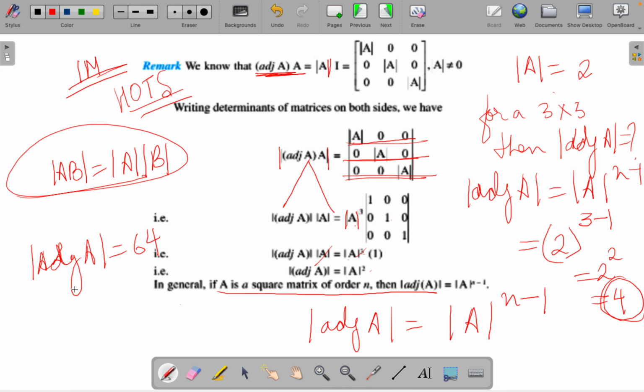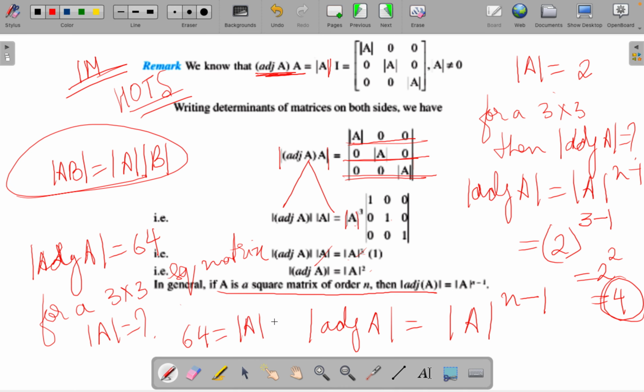Or your question can be given the other way round also, that determinant of adjoint of A is equal to, suppose, 64, for a 3 by 3 square matrix, and you have to find determinant of A. So again the same formula can be used. If I put it here, 64 is equal to determinant of adjoint of A, which is determinant of A raised to power n minus 1, that is 2.